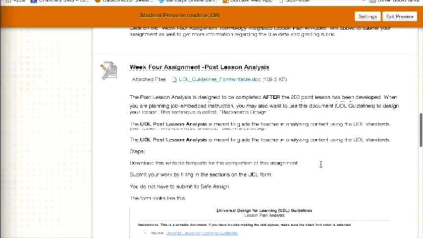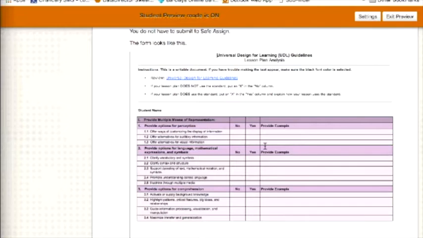And the grading rubric for this indicates that you need to have a variety or multiple choices from each of these categories. And so I take multiple to mean 3. You can have 3 or more. So you get at least 3. So provide options for perception. Include at least 3. So you would include all 3 of these. Offer ways of customizing the display of information. Offer alternatives for auditory information, etc. So be thinking about those as you're making your lesson plan, how you can go about these.